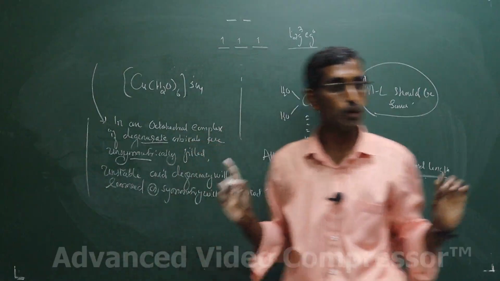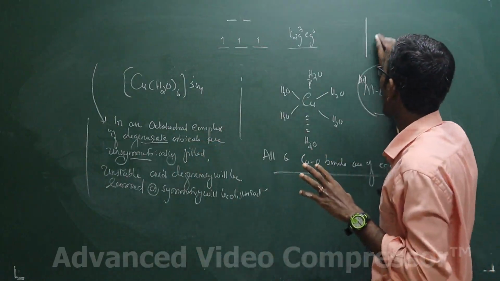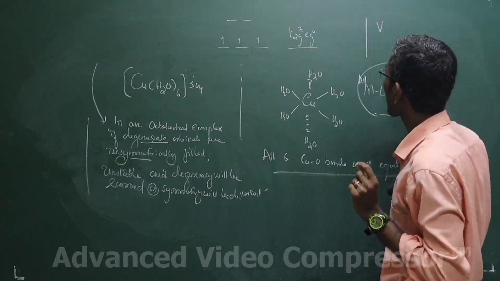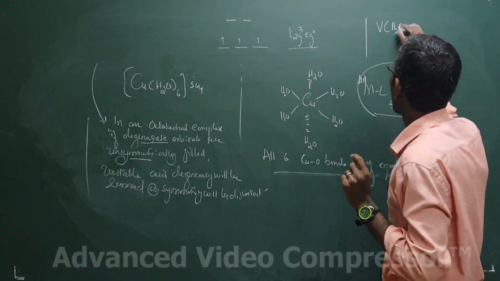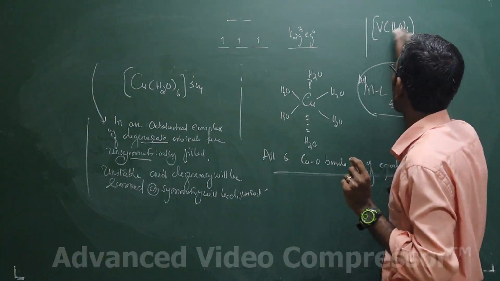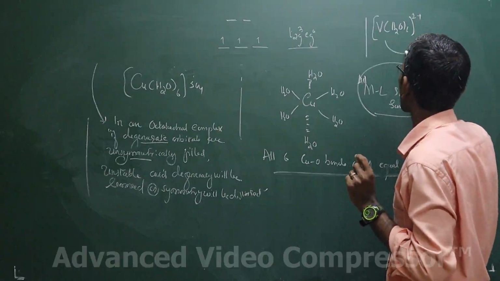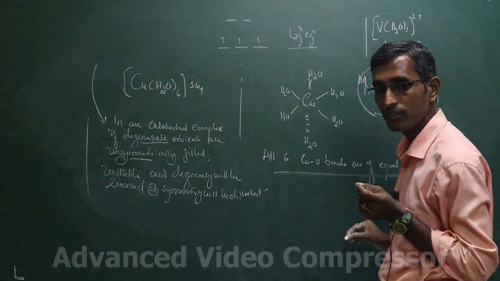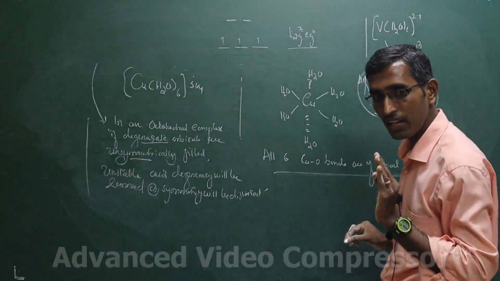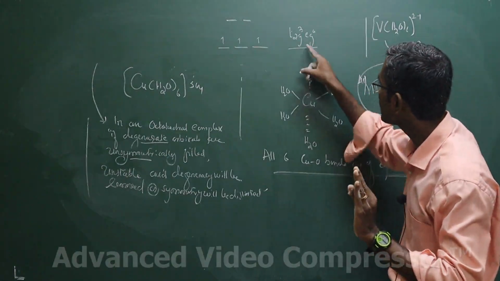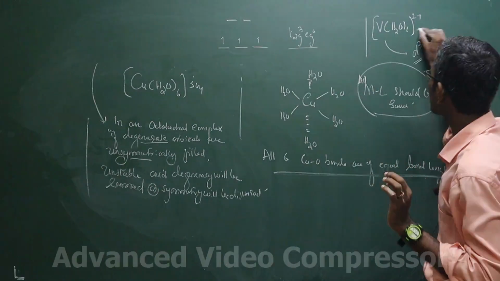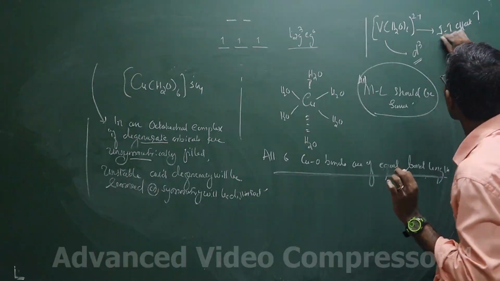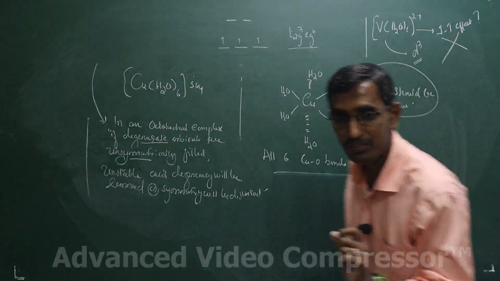If they give a complex like this, for instance, we can take a vanadium complex, hexaaquavanadium(II). What is this? It is a d3 system. How many electrons do you have? 3 electrons. t2g3, eg0. Does this particular complex show the Jahn-Teller effect? If someone asks you, the answer is no. There is no question of the Jahn-Teller effect.